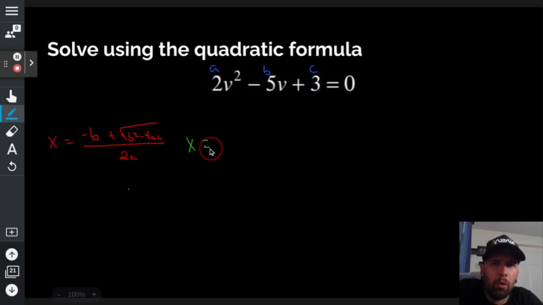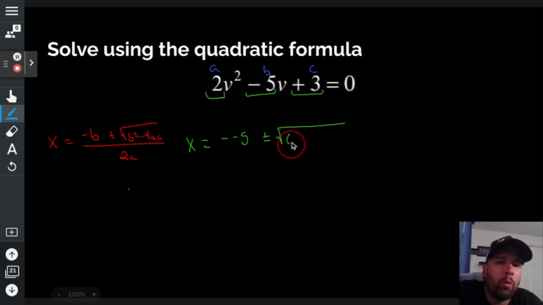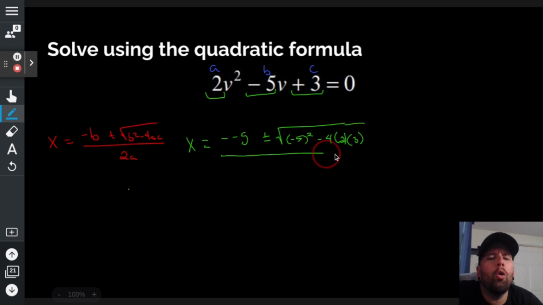x equals negative b. So b is negative 5, c is 3, and a is 2. So x equals negative 5. I'll clean that up in a little bit. Plus or minus the square root of b squared, which is negative 5 in parentheses squared, minus 4 times a, which is 2, times c, which is 3. All over 2a, 2 times 2.